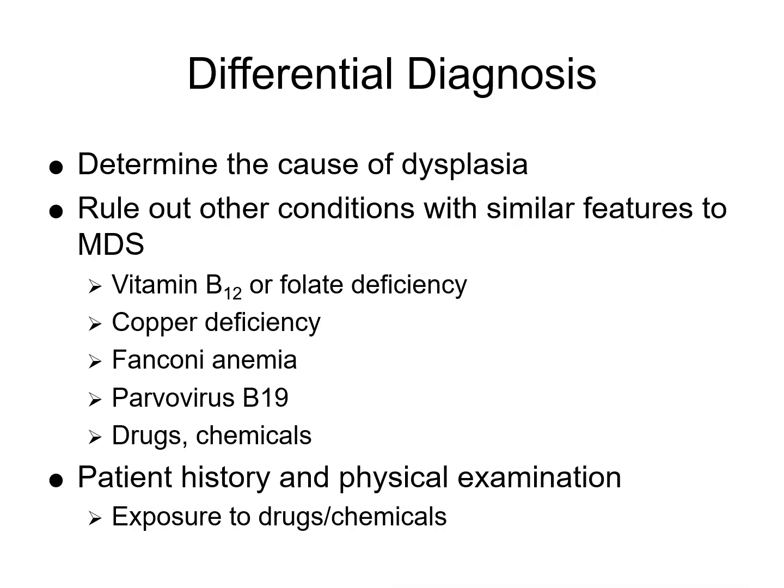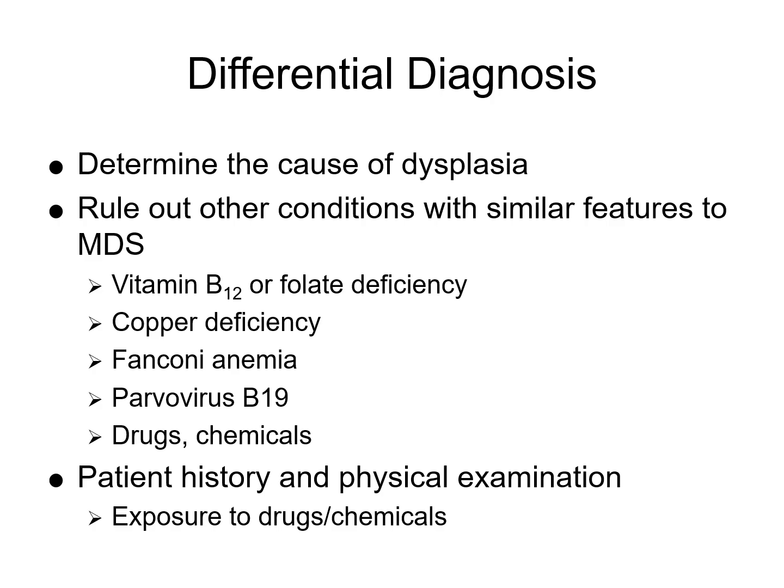So to determine the cause of dysplasia, before diagnosing myelodysplastic syndrome, it's essential to exclude other conditions that can mimic dysplastic features. So we need to rule out conditions that can actually mimic myelodysplastic syndrome. So vitamin B12 or folate deficiency. This can cause megaloblastoid changes and hypersegmented neutrophils. Because it kind of will resemble it, we need to check serum levels before we try to confirm any myelodysplastic syndromes. Same with copper deficiency.